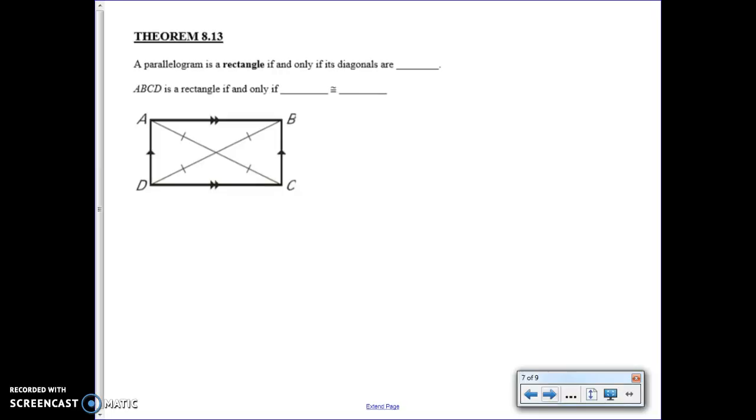A parallelogram is a rectangle if and only if its diagonals are congruent. Remember that when we talked about the diagonals of a parallelogram, they bisect each other, they cut each other in half, but they weren't the same. However, in this case, if the diagonals are congruent, so if AC is congruent to BD, then we know that we have a rectangle.